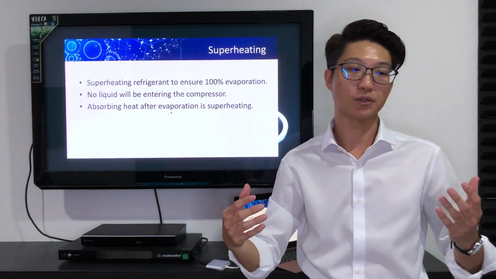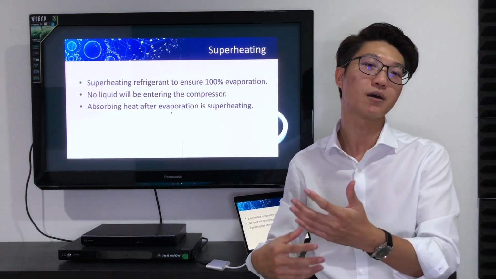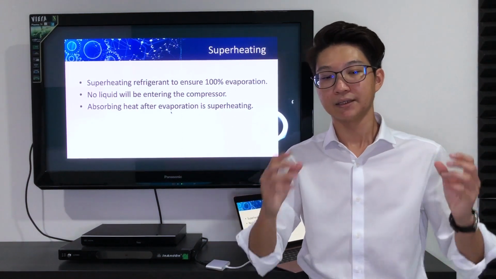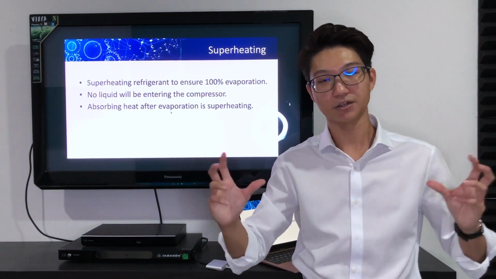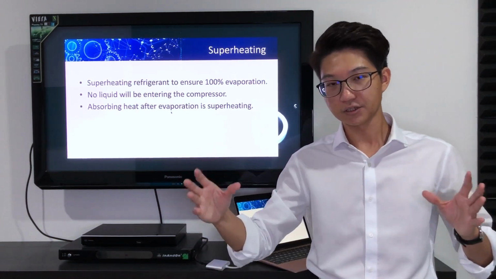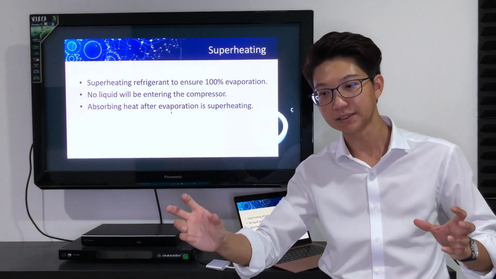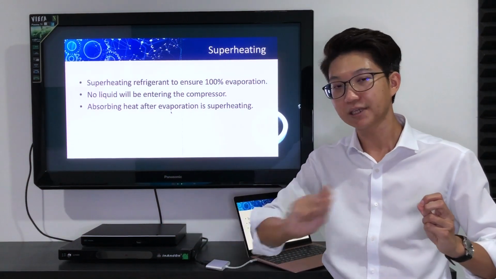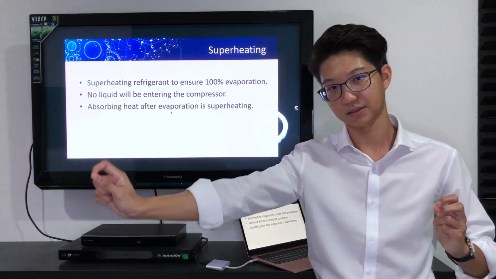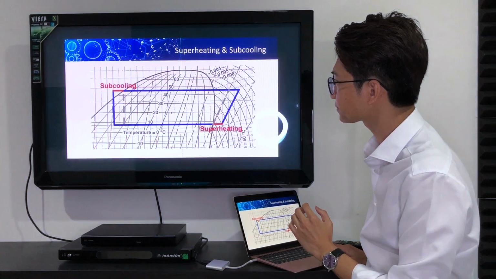Because sometimes you have different cooling load, right? You have like your fan slowing down or dirty filter here and there. This will affect how the air conditioner works in reality, right? So engineers, we all put some buffer, we call it the superheat, so that we ensure every time is 100% evaporation, right? So no liquid will be entering the compressor.